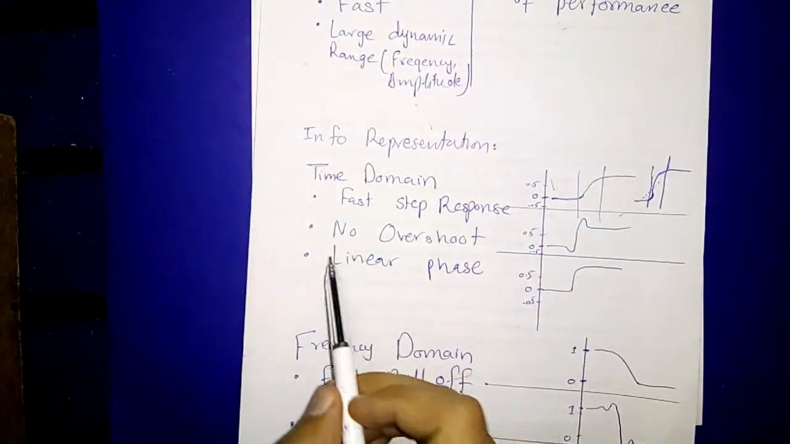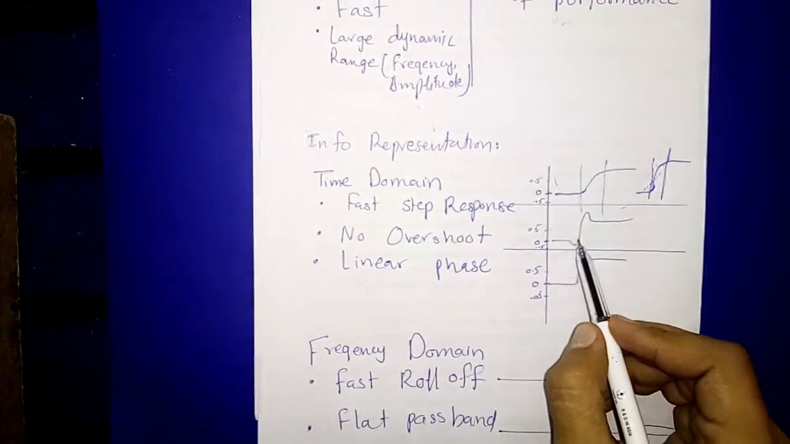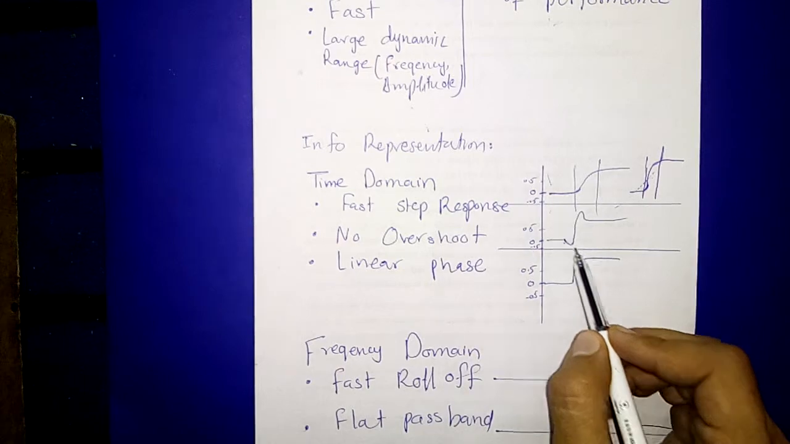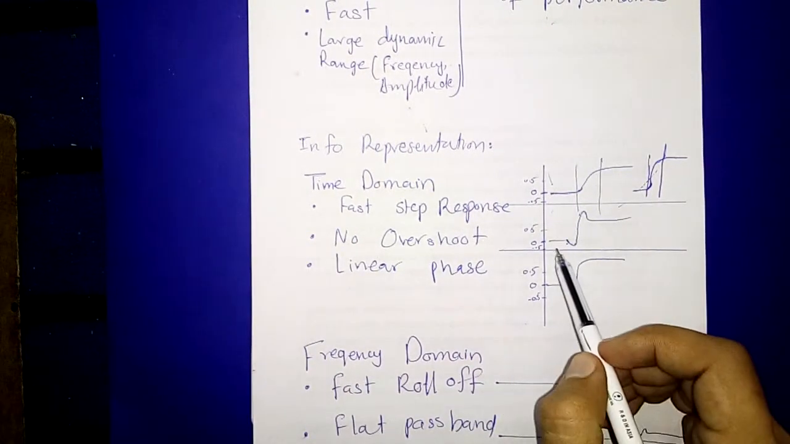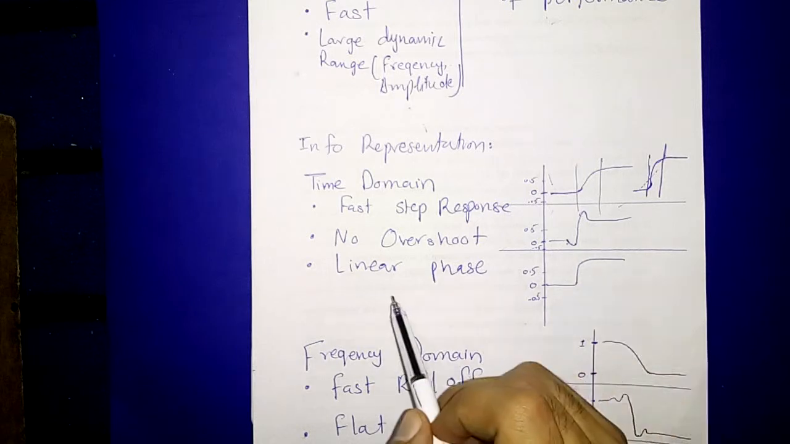So the next thing is no overshoot. Here you can see there is some bits of overshoot. So a good filter provides less overshoot.